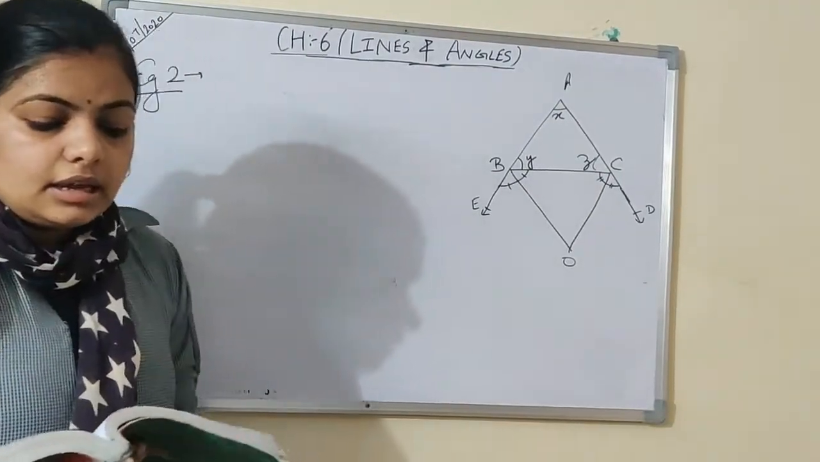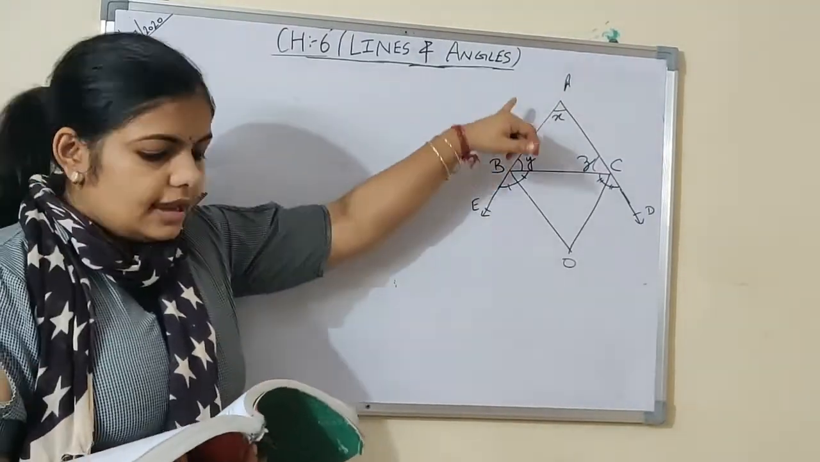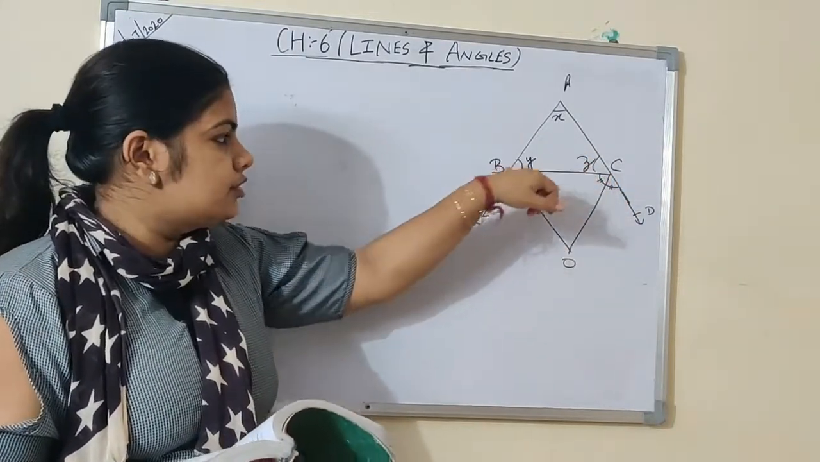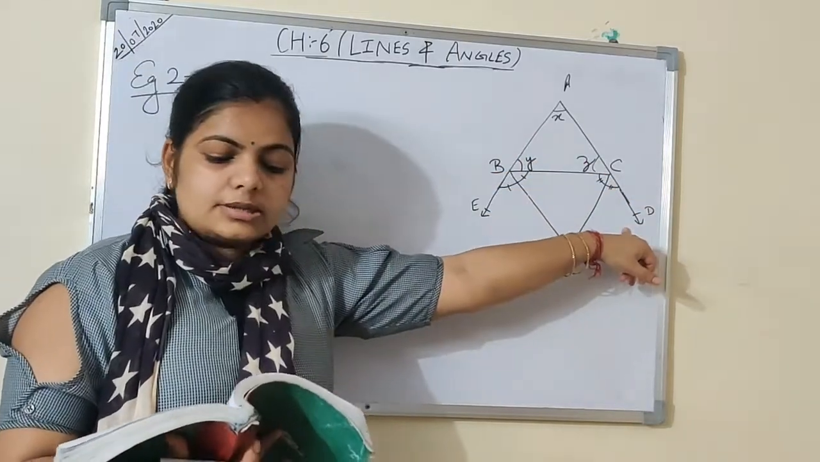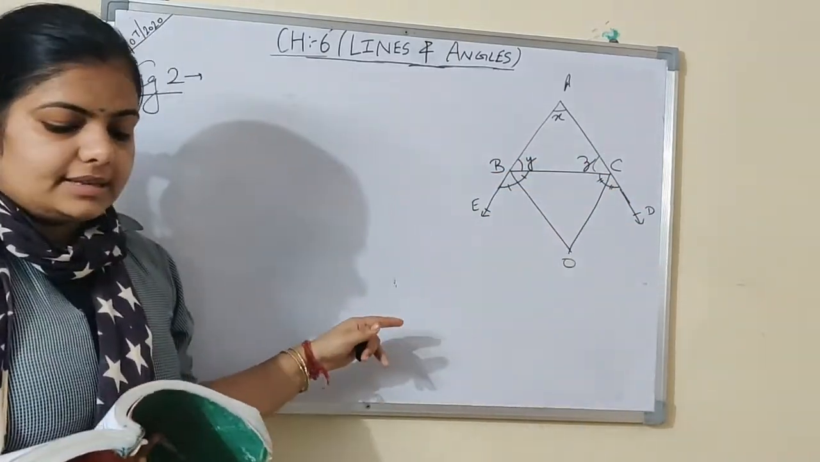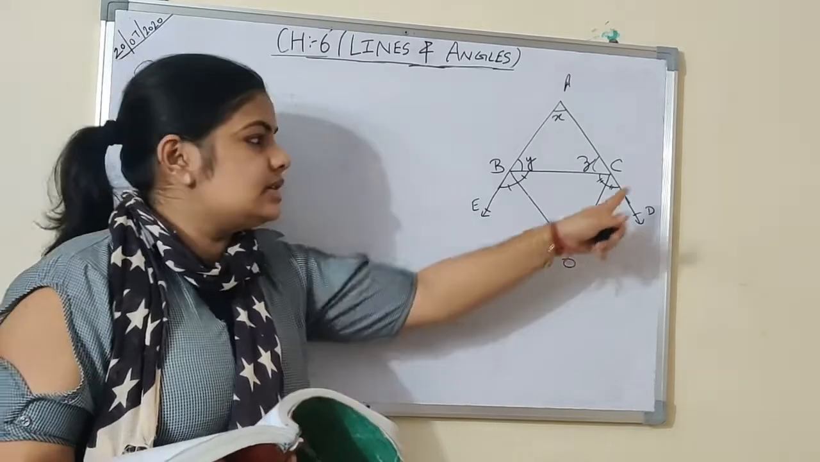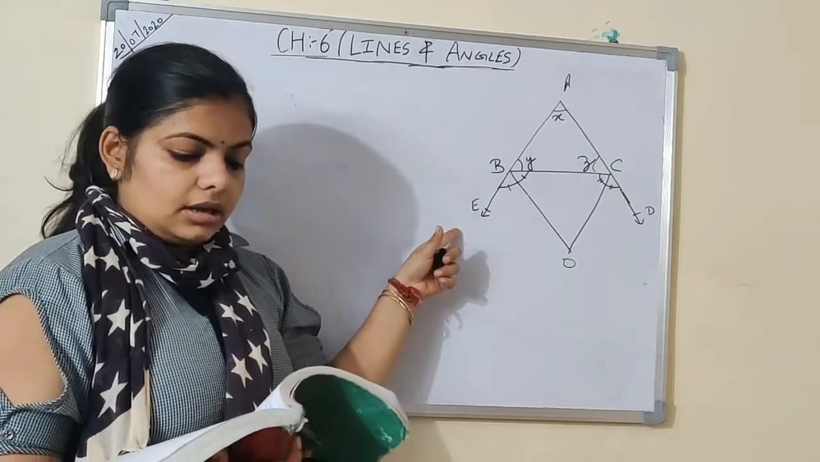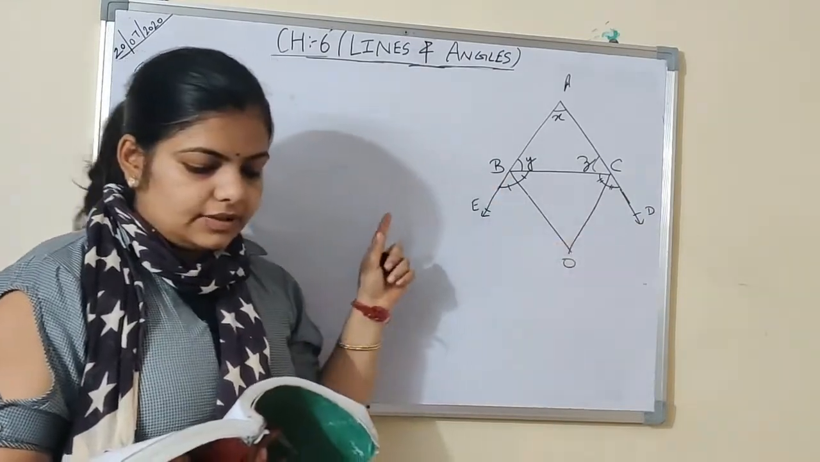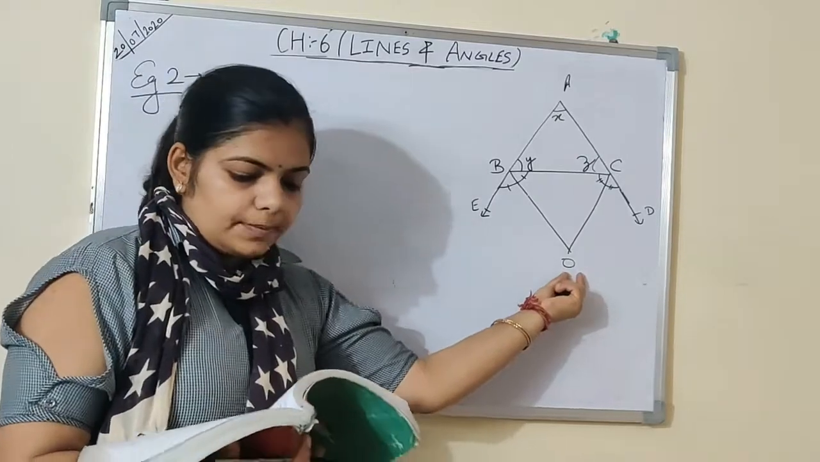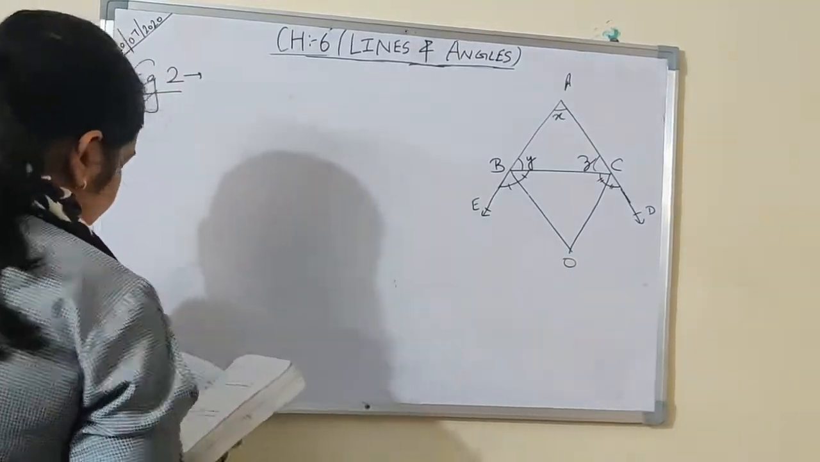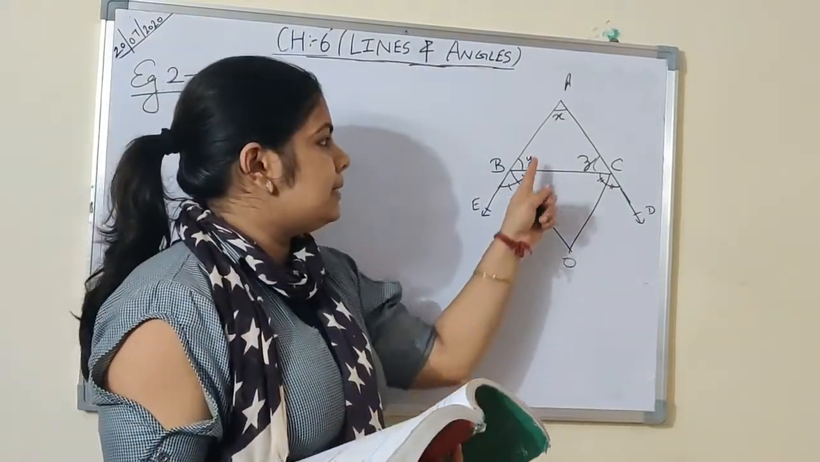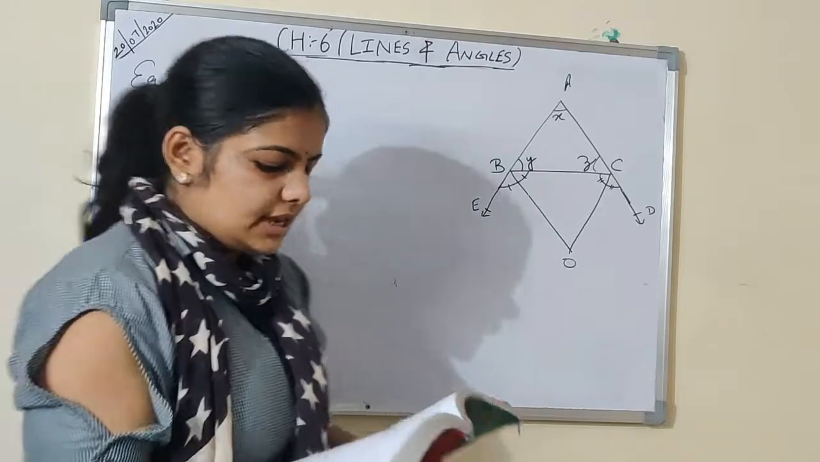Now I am reading the question. In the figure, the sides AB and AC of triangle ABC are produced to the points E and D respectively. If bisectors BO and CO of angle CBE and angle BCD respectively meet at point O, then we have to prove that angle BOC is equal to 90 degree minus half of angle BAC.